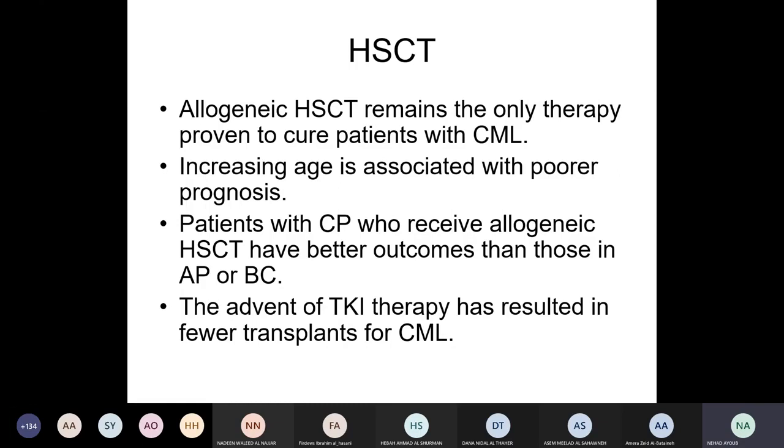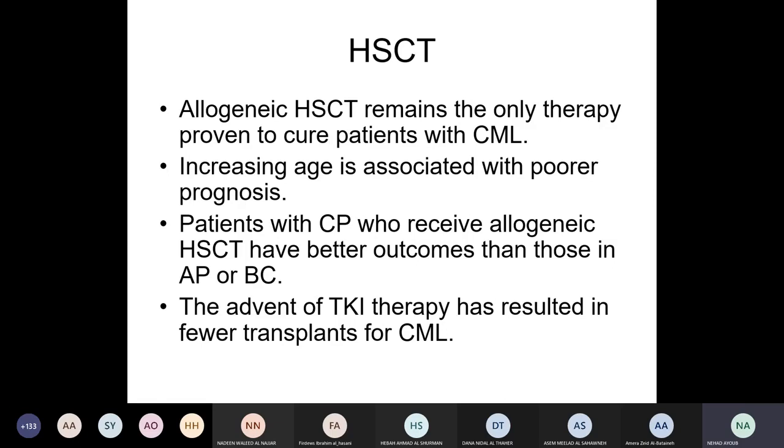As for transplant outcomes, if you do transplantation with allogeneic hematopoietic stem cells in early phases, meaning in the chronic phase, it's better than in accelerated phase or blast crisis. The younger the patient, the better the outcomes of the transplant, and the risk of relapse after transplant is much less. The outcomes are also better in sustaining or maintaining the disease under control.